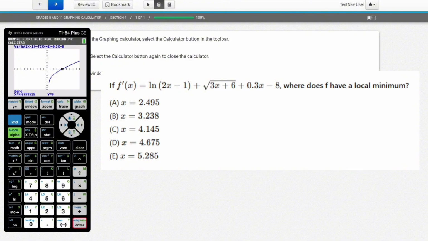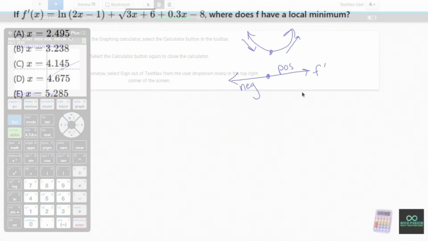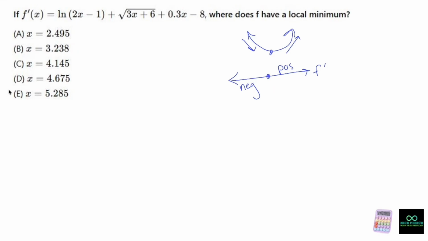So let's go back and circle the one that we need. So we got 4.675, which is going to be D. Wasn't that fun? That was fun.